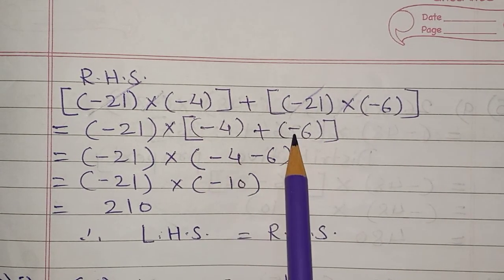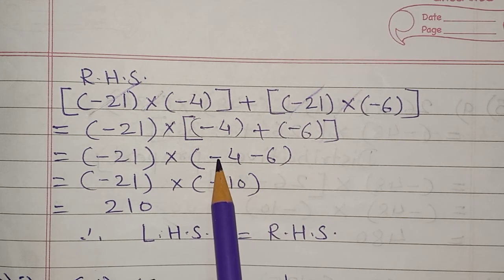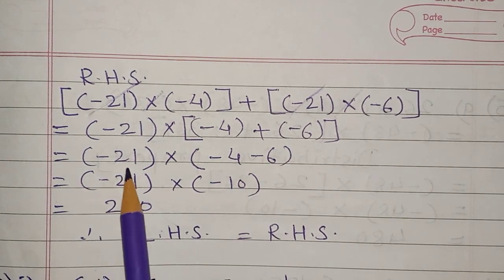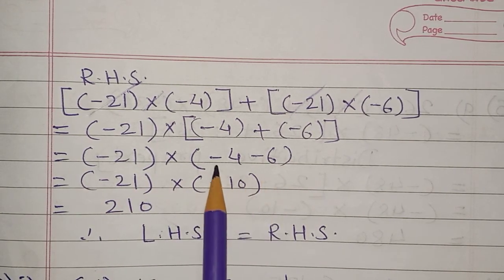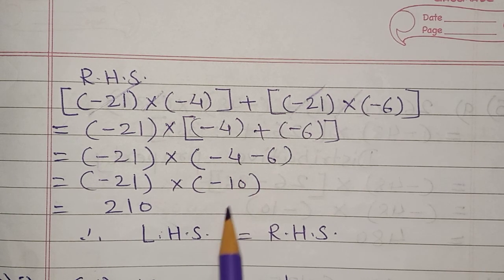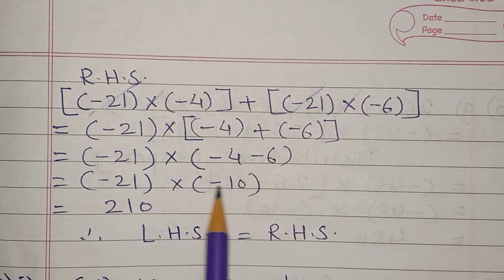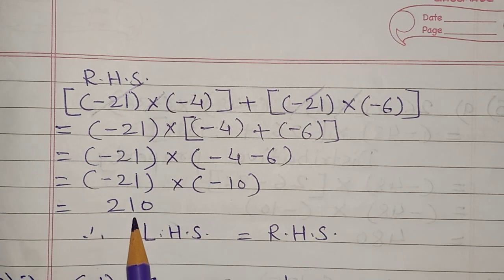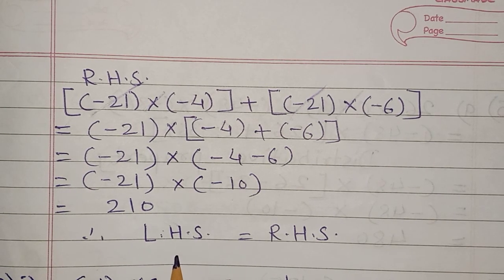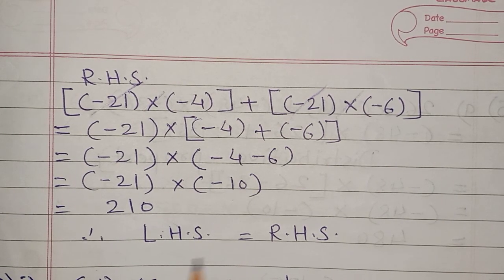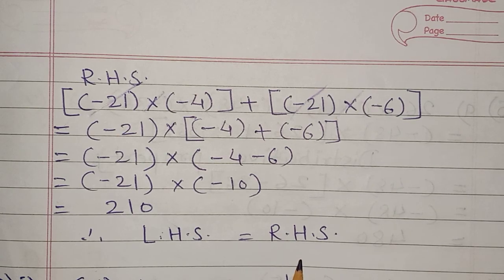Now let's solve the bracket first. It is minus 4 minus 6, so minus 21 into minus 4 minus 6. Minus 4 minus 6 gives the answer minus 10, and if we multiply these two numbers, it gives the answer 210. Again we have proved that left hand side is equal to right hand side.